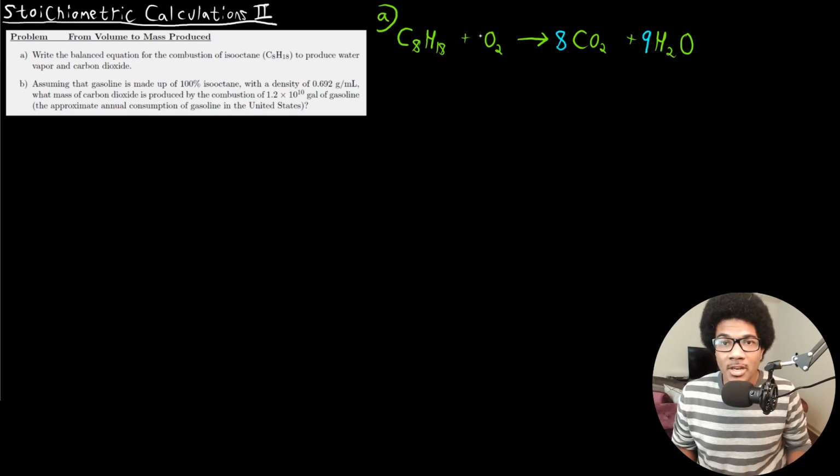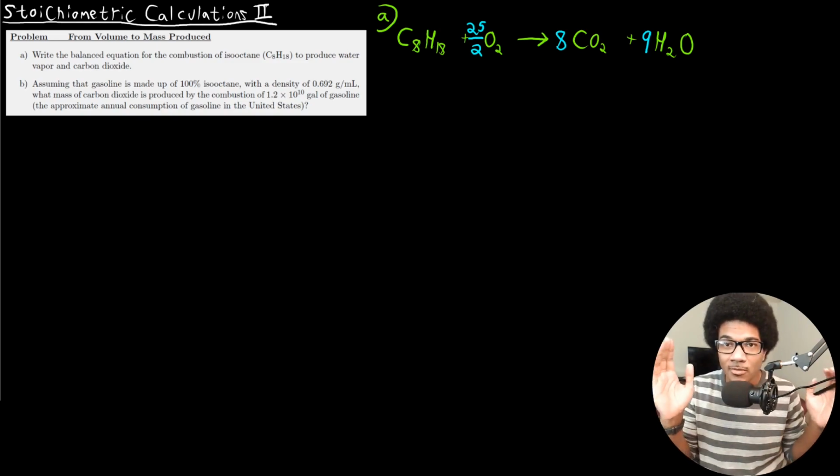So if you know how many you need and you have this elemental diatomic, what you can do is temporarily use a fraction. We know we want 25 oxygens on the reactant side, so we can use 25 over 2. Now you're probably thinking, wait, hold up, what about Dalton's atomic theory? All these atoms have to be countable, so we have to use whole numbers. You're correct. We will get to that.